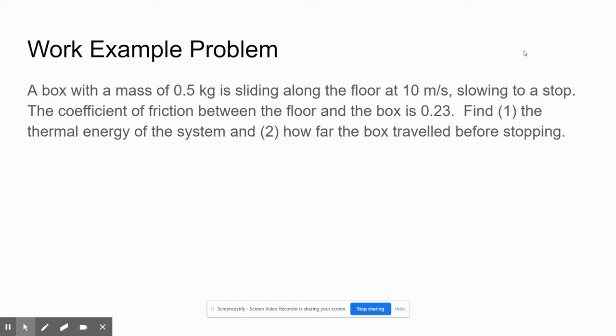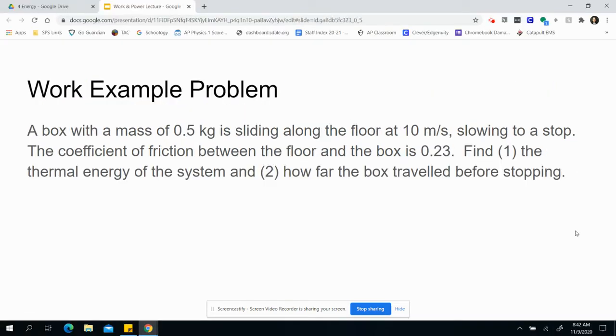A box with a mass of 0.5 kilograms is sliding along the floor at 10 meters per second, slowing to a stop. The coefficient of friction between the floor and the box is 0.23. We want to first find the thermal energy of the system, and the second thing we want to find is how far the box traveled before stopping. So let's do that first part.